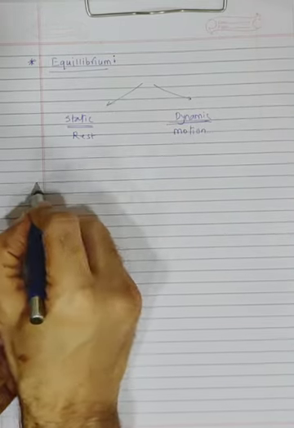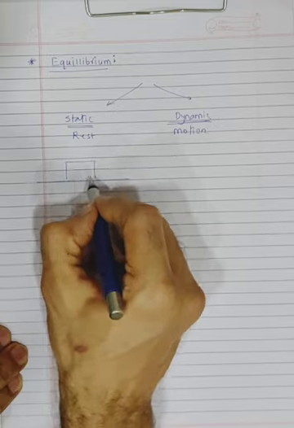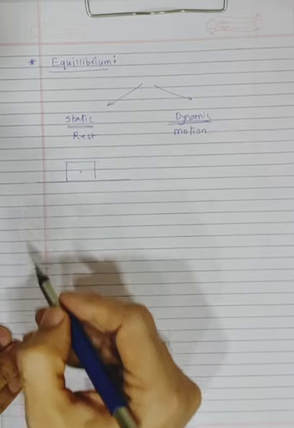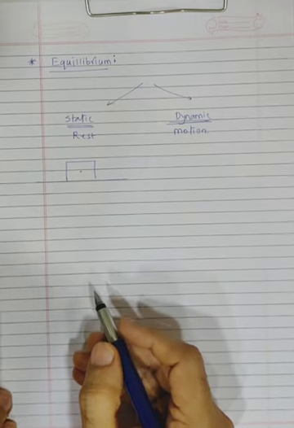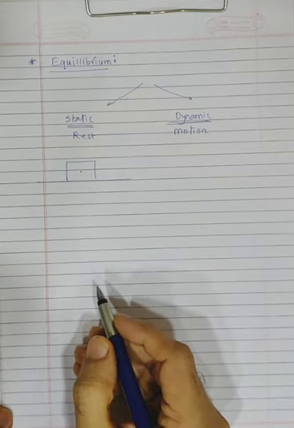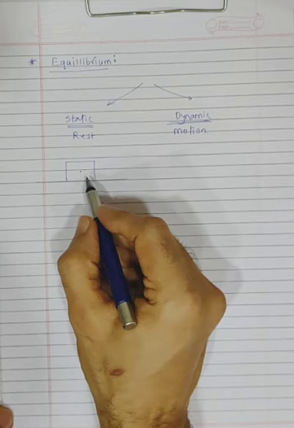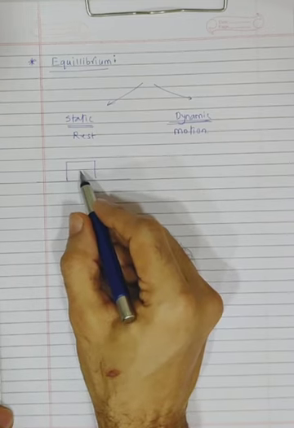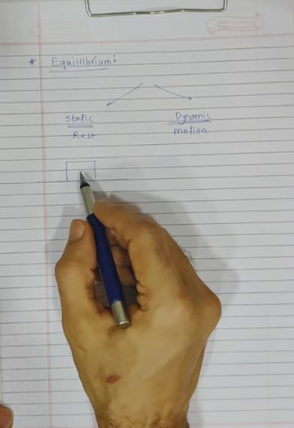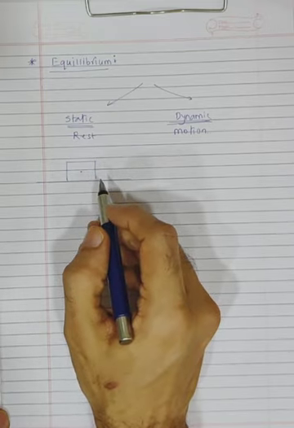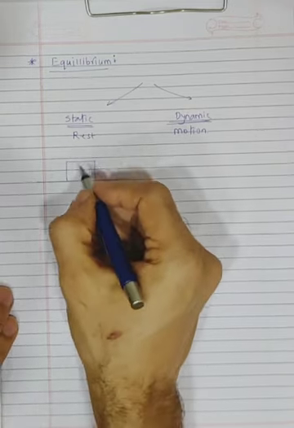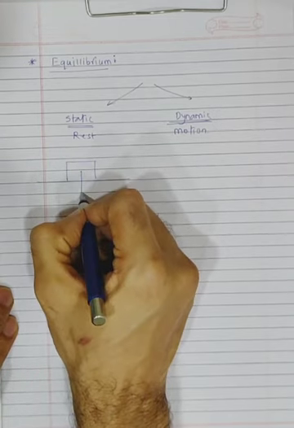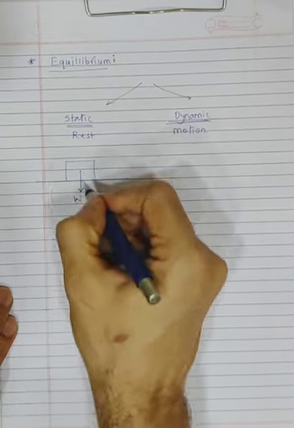So for example, if I tell you that a book is kept on a table, will this book ever move? No. This book will never move unless you apply some forces on it. Correct? So a book lying on a table will have what kind of equilibrium? Static equilibrium. So the book is exerting force in what direction? Downward direction. That's the weight of the book.